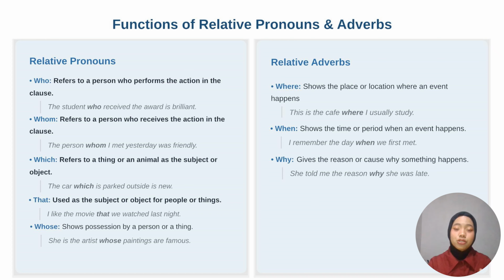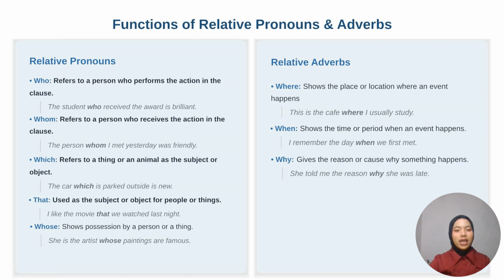Which is used for things or animals. For example, the car which is parked outside is new. The clause tells us which car we are talking about. That is more flexible. It can refer to people or things. For example, I like the movie that we watched last night. It specifies the movie. And last, whose shows possession. For example, she is the artist whose paintings are famous. It tells us the artist who owns the paintings.